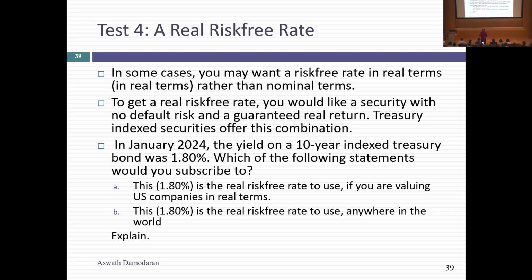If you remember, I gave you a choice of the inflation-protected T-bond. The inflation-protected T-bond rate in January 2024 was 1.80%. What does that tell you? If you bought the bond on January 1st, you were guaranteed a risk-free rate, a rate of return of 1.8% before inflation. That is what I would use as my risk-free rate if you're doing things in real terms.